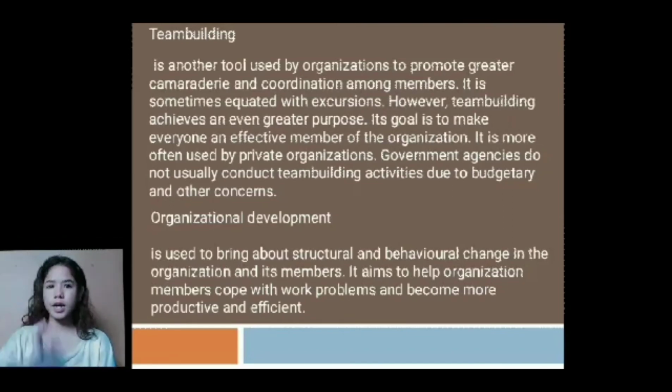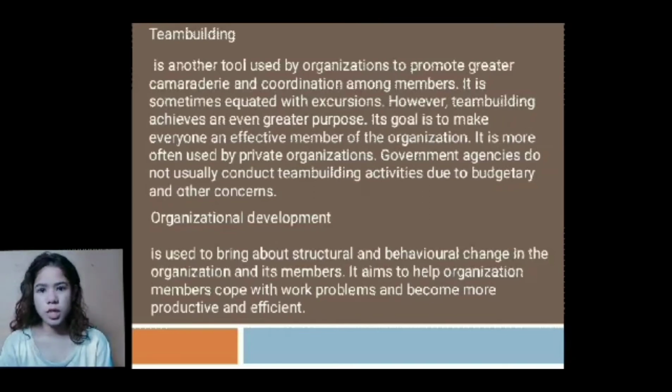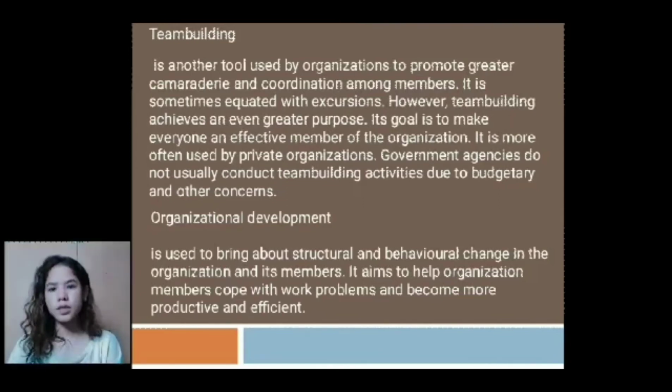So next ay ang organizational development. It is used to bring about structural and behavioral change in the organization and its members. It aims to help organization members cope with work problems and become more productive and efficient. So yung organization's development, usually ginagawa yun siya para na rin sa ikabubuti ng mga members at saka ng organization nila. Like, sabi nga dito, used to bring about structural and behavioral change in the organization and its members. It aims to help organization members cope with the work problems and become more productive and efficient.